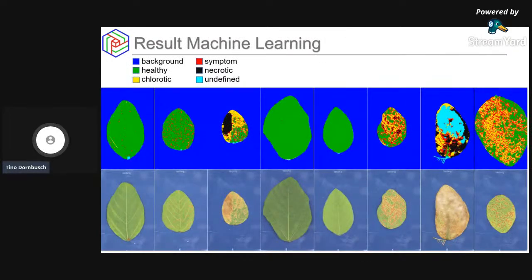So this is how it would look in the end if you have trained your model well. These are the input images on the bottom, and on the top you see color coded for each pixel what the system thinks the pixel is, corresponding to the defined classes. And now you can use this information, as I tried to explain before, the fraction of the different pixels, to group and quantitatively analyze your disease severity.